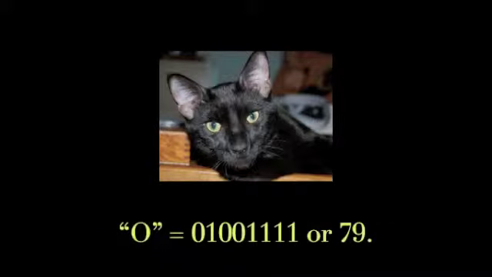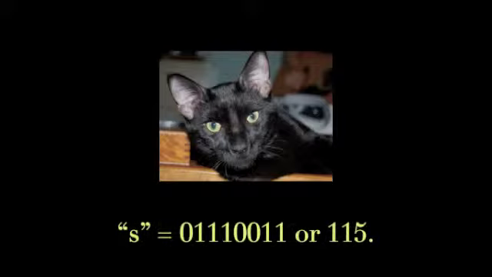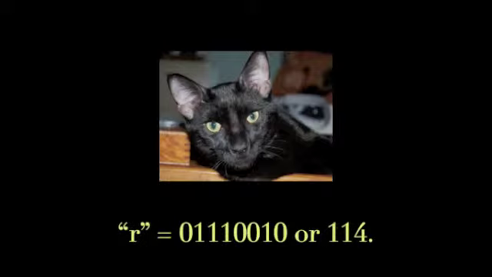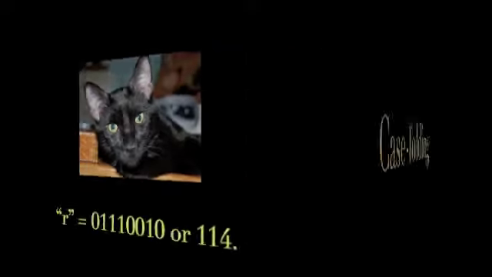The ASCII value for a capital O is 79. The lowercase s has an ASCII value of 115. A lowercase c is 99. The ASCII value of a lowercase a is 97. And lowercase r is 114.